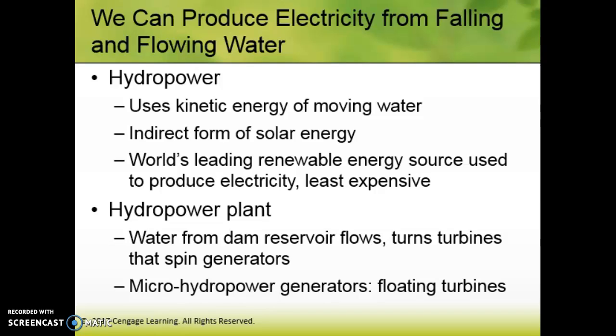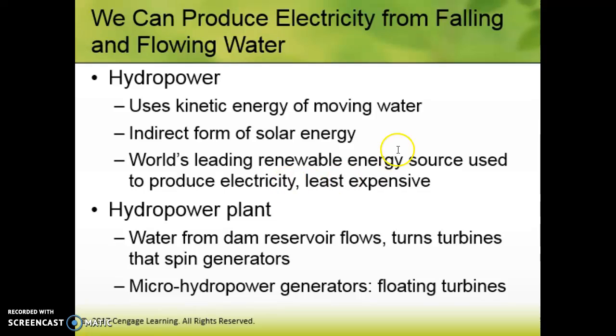But looking at falling and flowing water, hydropower is going to be using a dam, using the kinetic energy of moving water. It is an indirect form of solar energy because the water's moving, because the sun's heating it. And there's some gravity there too. The world's leading renewable energy source used to produce electricity. It is the least expensive. It's used all over the world to create renewable electricity. And there are hydropower plants where water from a dam reservoir flows, turns turbines, and spins generators.